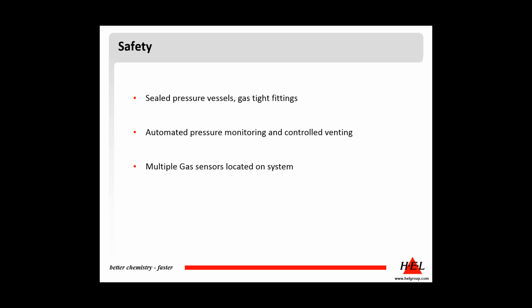If there is escape of gas from the reactors for any reason, we have multiple gas sensors located on the system, and in response to inappropriate gas presence on the system, we have various safety shutdown modes. So this is usually remote power down of the unit or similar shutdown modes.